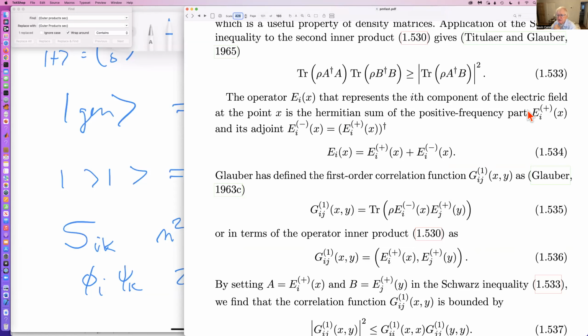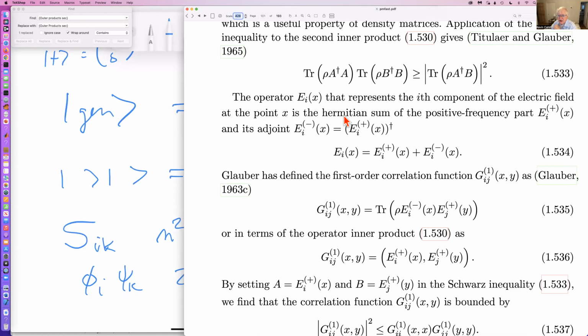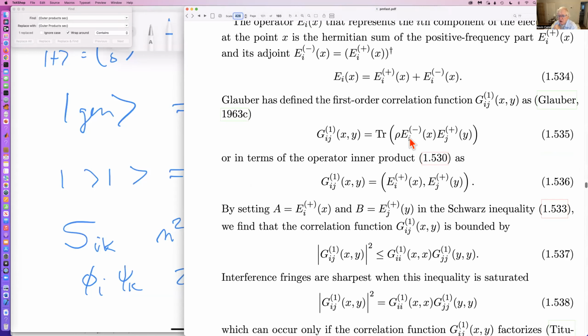Anyway, the operator E that represents the ith component of the electric field at a point X, E sub I of X, is the Hermitian sum of the positive frequency part and its adjoint. So it looks like that. The first order correlation function is the trace of rho E minus E plus. So this E plus is the sum of the annihilation operators, and E minus is the sum of the creation operators, the operators that create photons. And in terms of the operator inner product, it is the inner product of E plus I with E plus J.